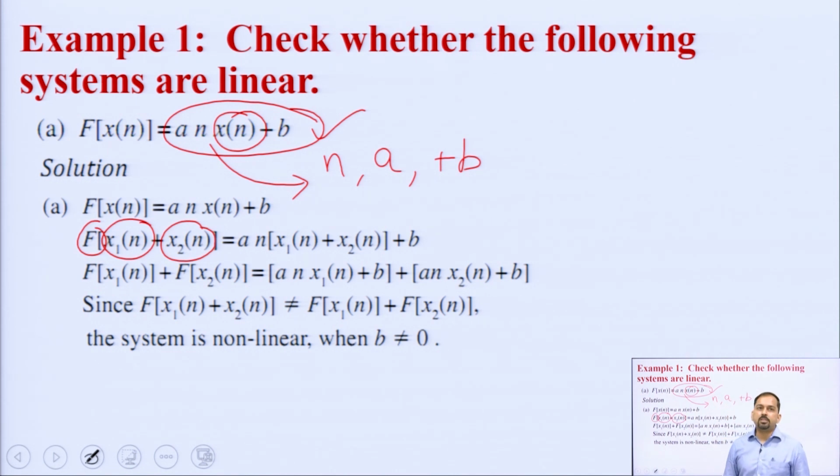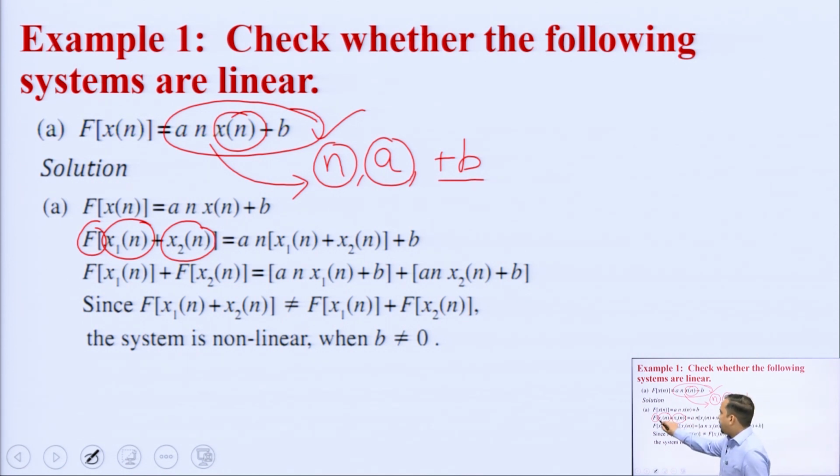Means the system is performing three tasks. The input is multiplied by a factor of n, it is further multiplied by a constant A, and some B is added to the input signal x(n). So, we have applied the system directly to the addition of inputs, which is x1 plus x2. So, we are getting A times n (x1(n) plus x2(n)) plus b.